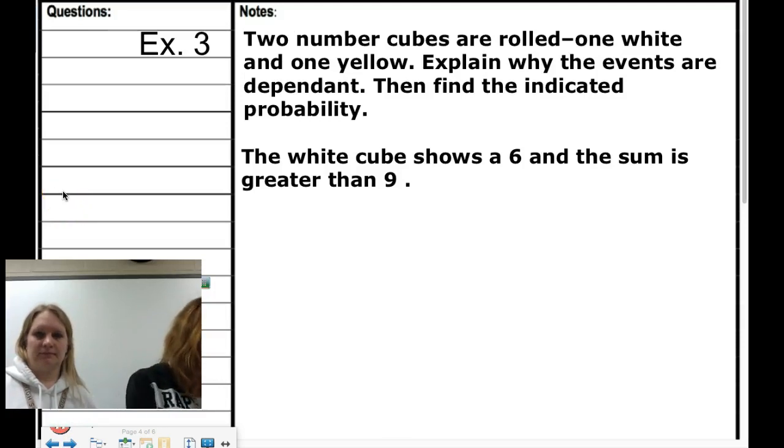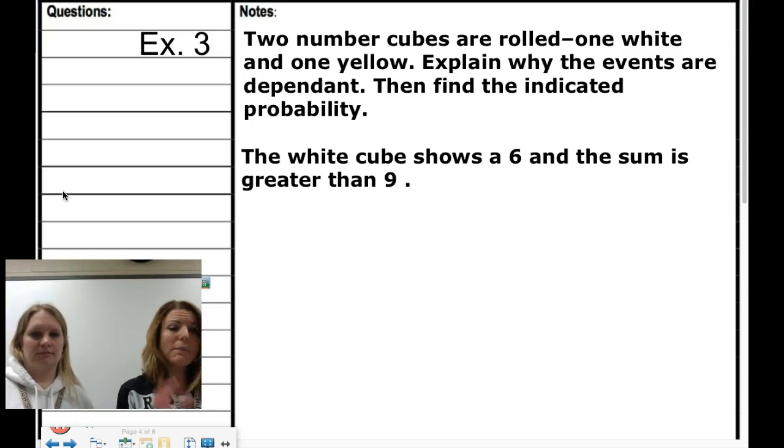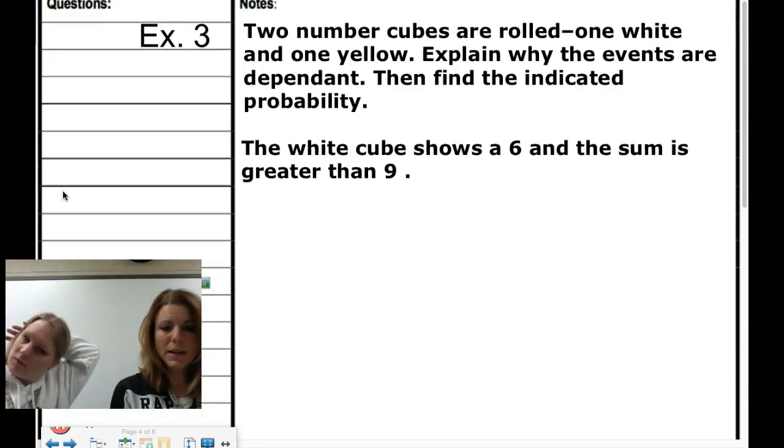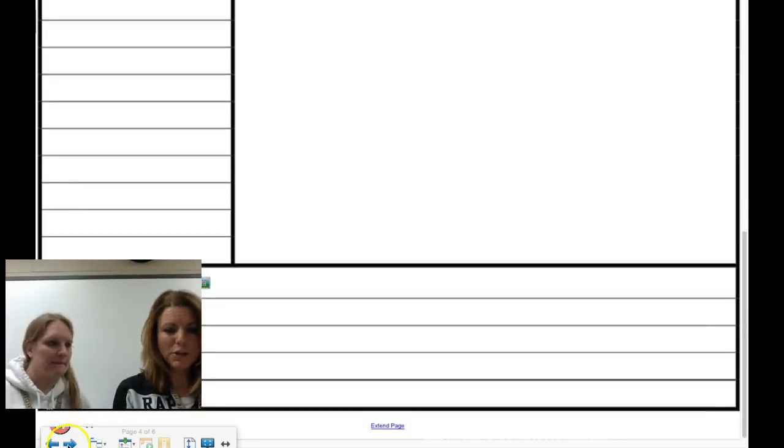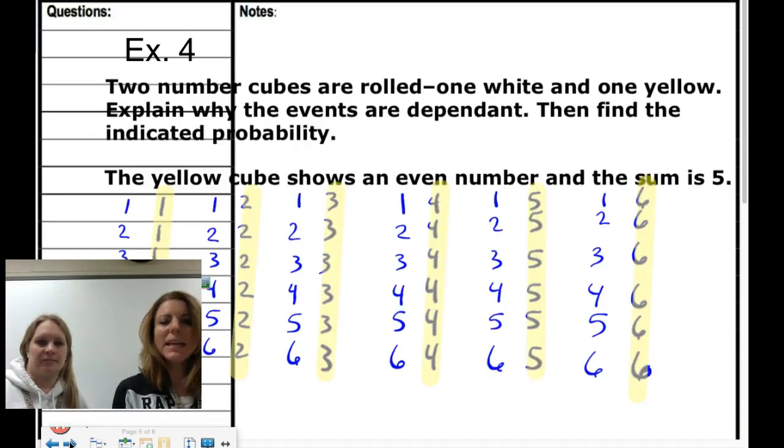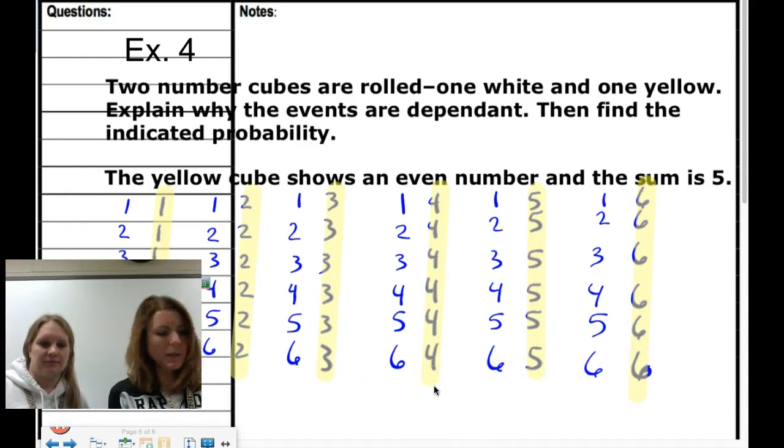Here we go. Example number 3. And actually what I'm going to do is I'm skipping 3. And there's a reason. I'm going to go to example 4 for a minute. Yes, I want this chart. I know it's hidden behind here, but it is in your notes. We'll do example 3 in class.